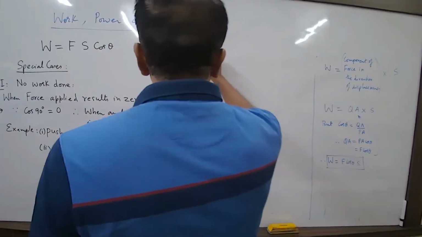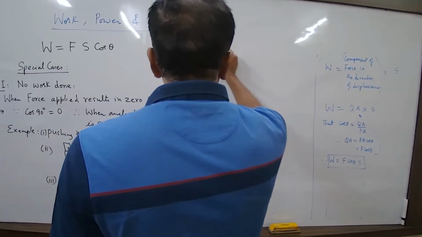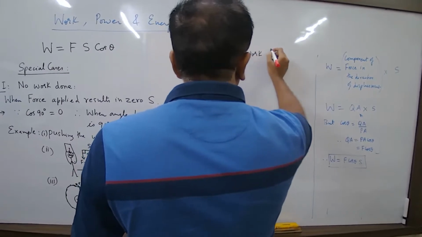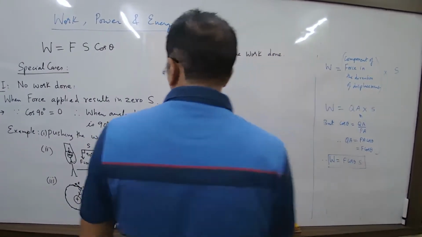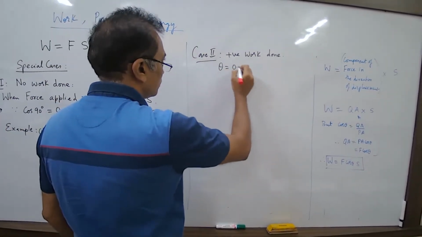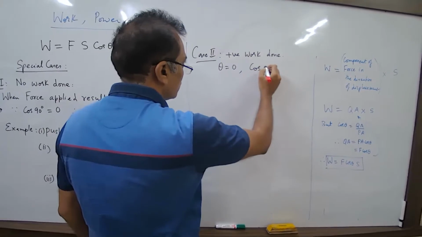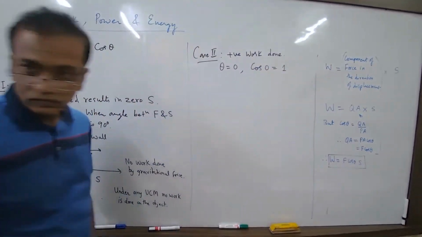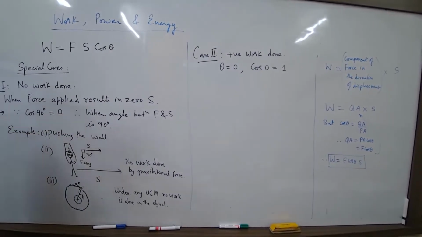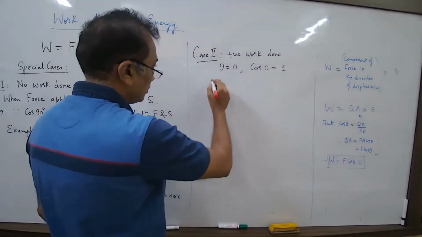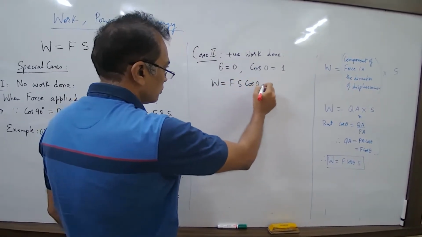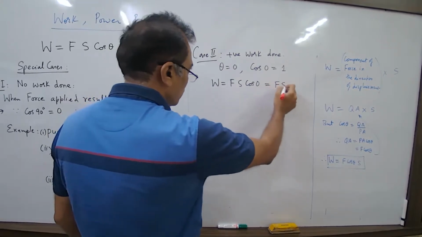Then case 2, positive work done. So when is work done positive? When theta is equal to 0, that means cos 0 is equal to 1. Which means when force and displacement are in the same direction, right? Therefore W is equal to Fs cos 0. This is equal to Fs. This is positive.